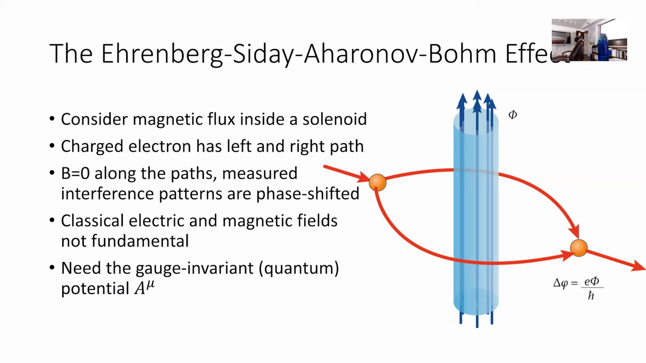Yeah, definitely. So in this experiment, we have a magnetic field that is confined to only be inside this cylinder. And so in all of the white regions, especially along the red paths, the magnetic field is 0. But if you send a particle along a closed path that encloses some magnetic flux, then it actually ends up causing a phase shift. And that is described by this potential A mu.